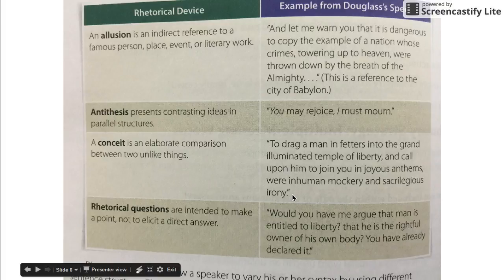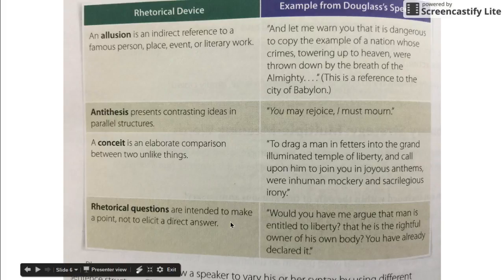You can see a lot of the language that's used here. These use lots of strong connotation and strong word choice. But what is happening here is we're getting a very extensive comparison between two unlike things. So when you think about conceit, just think of a very, very detailed comparison that draws upon emotion.